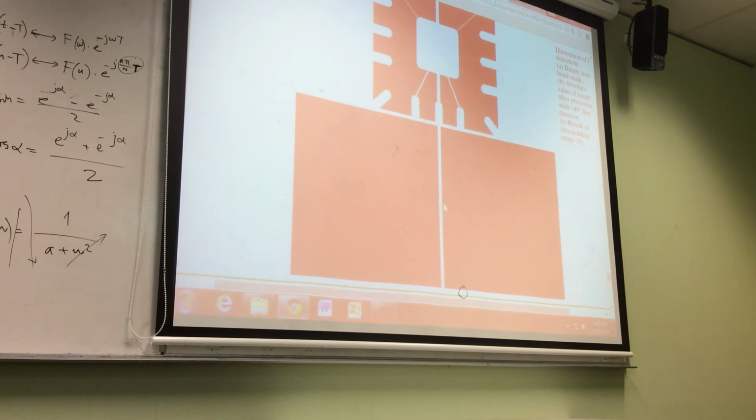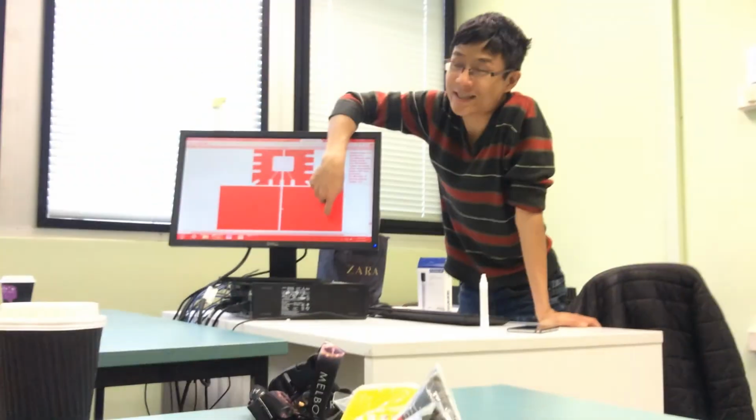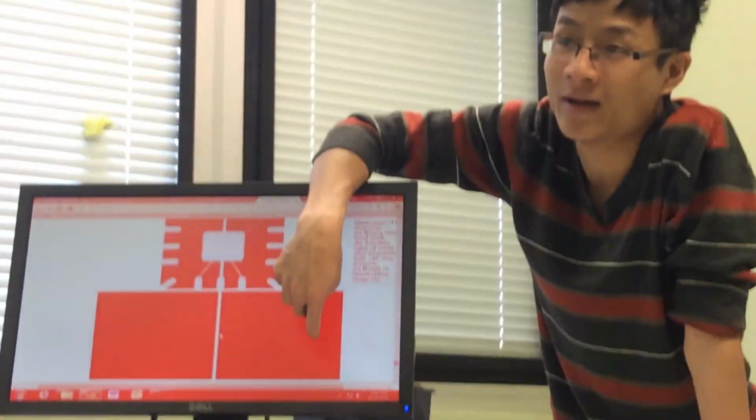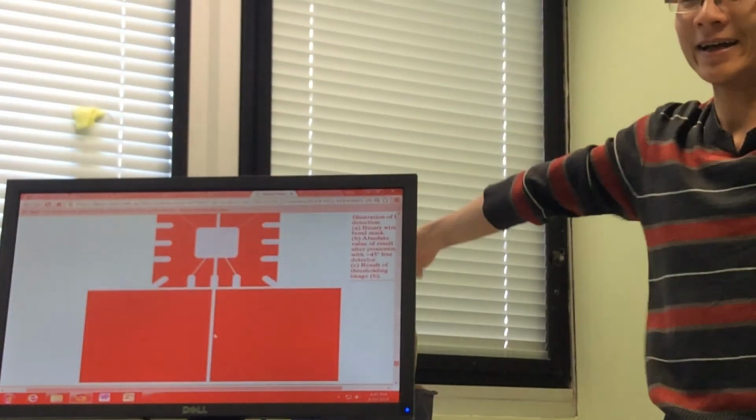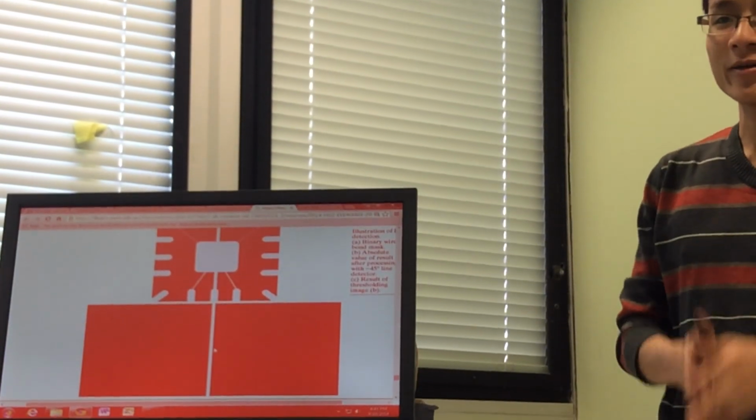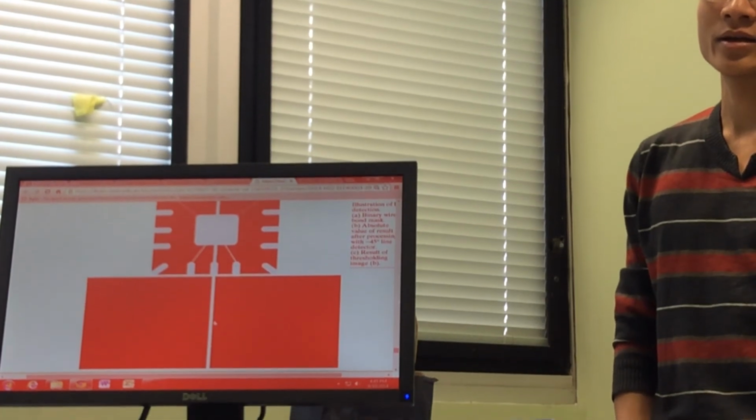And if I apply the 45 degree, I only have this line comes up. So it only detects the 45 degree. Everything else is black. Only the 45, just the line at 45 degree.